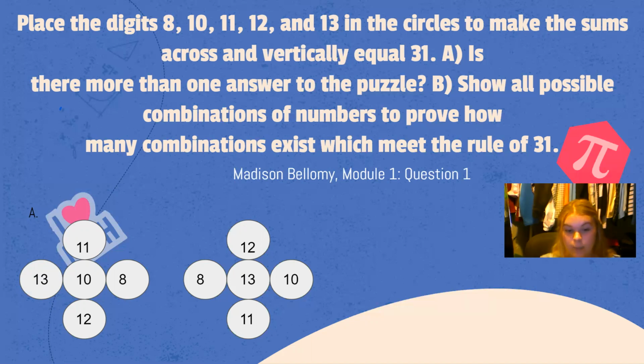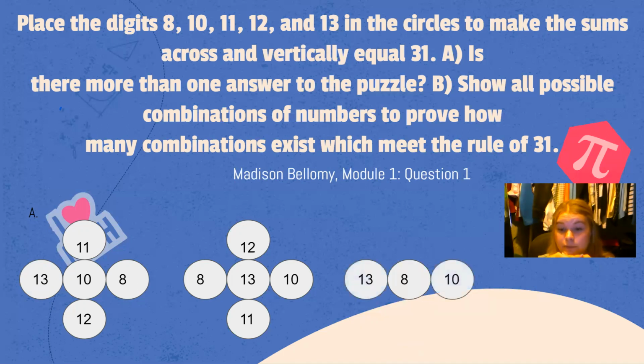So we're going to keep our 8, 13, and 10 together because we already know that equals 31, and we're going to switch them around one more time. All right, we have our 13, 8, and 10, and then our 11 and 12. Horizontally, 31, we got that. Vertically, we have 12, 8, and 11. 12 plus 8 is equal to 20, and 11 plus 20 is equal to 31. So we have found our combination that is equal to 31 horizontally and 31 vertically.